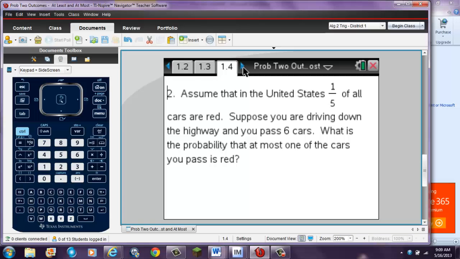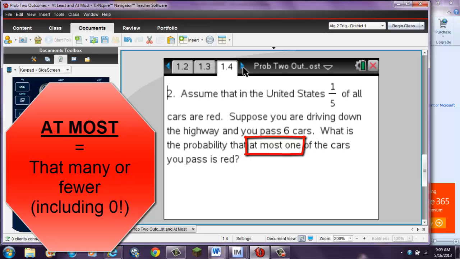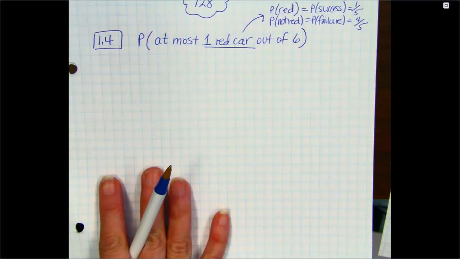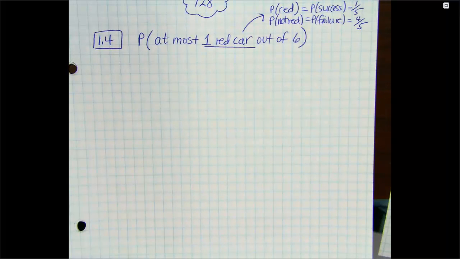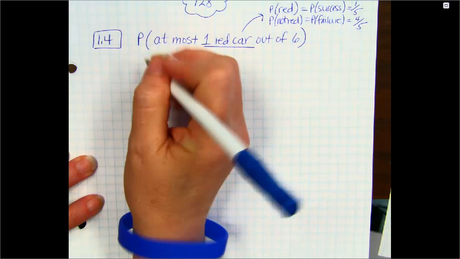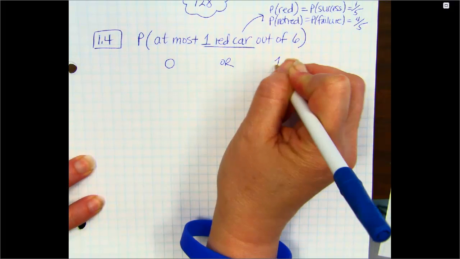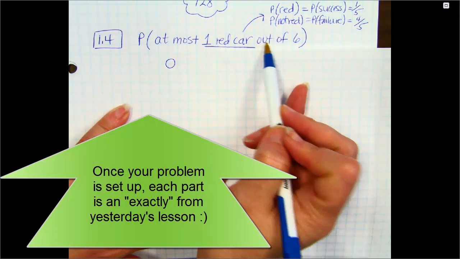Try a couple more. Assume that in the United States, 1/5 of all cars are red. Suppose you're driving down the highway and you pass 6 cars. What's the probability that at most one of the cars you pass is red? At most means that many or fewer, including 0. So we're going to say at most 1 is 0 or 1. I've already written down my probability of success, which is getting a red car, 1/5. And my probability of not getting a red car, or probability of failure, is 4/5. So again, at most one red car is 0 or 1. And once again, these become individual exactly problems that you add at the end.